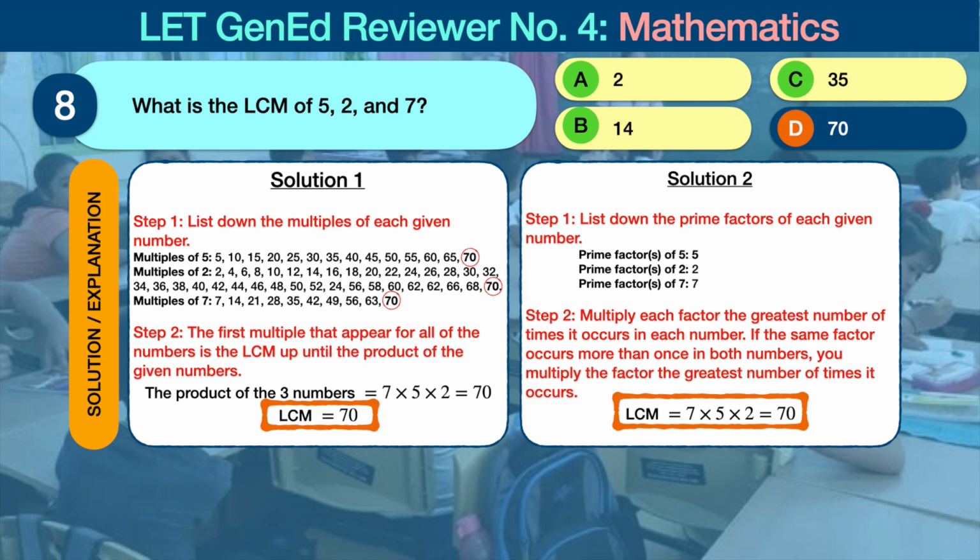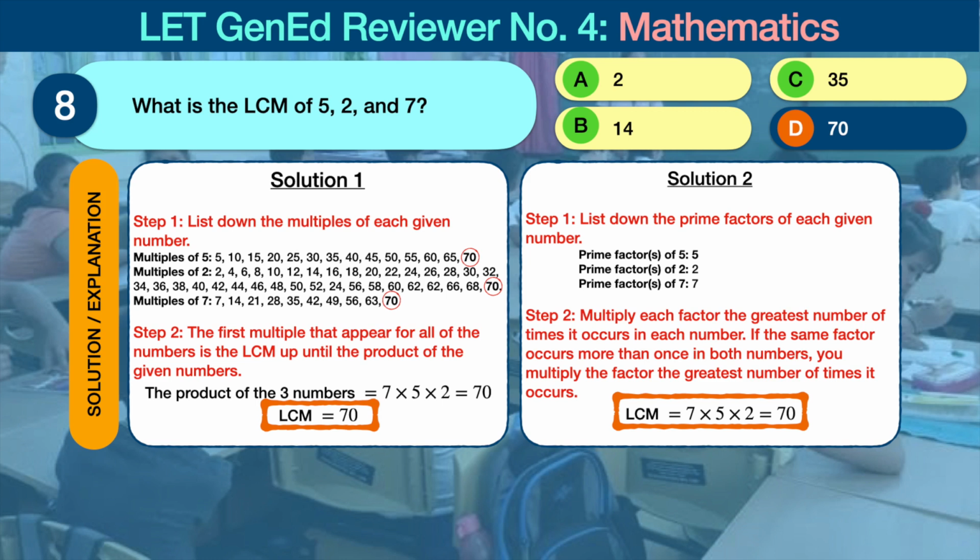This first technique can get very long, especially if you are dealing with more than 2 numbers. Let's try another technique. Technique number 2. First, list the prime factors of each number. Then multiply each factor the greatest number of times it occurs in either number.